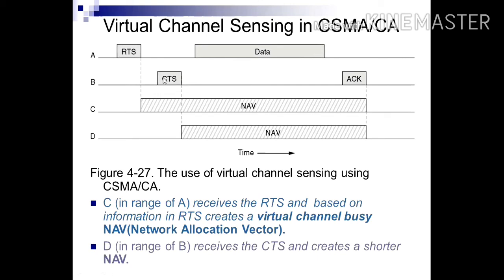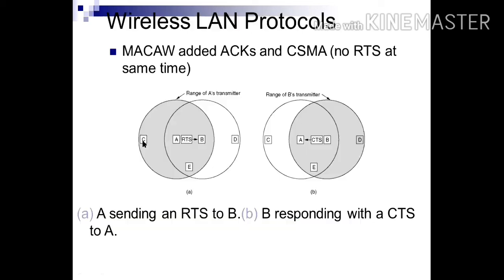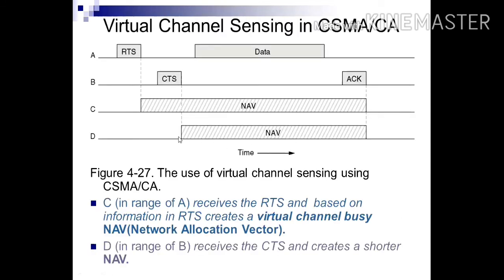This ready to send and clear to send can be heard by C and D, as C is in the area of A, and D is in the area of B. C will stop transmission once it hears RTS, and till it hears the acknowledgement, it won't send anything. D is in the range of B, and B is transmitting CTS, so D won't transmit anything from the CTS till the acknowledgement. So A, B, C, D as well as E will come to know that something is going on in the network and they need to stop for some time.